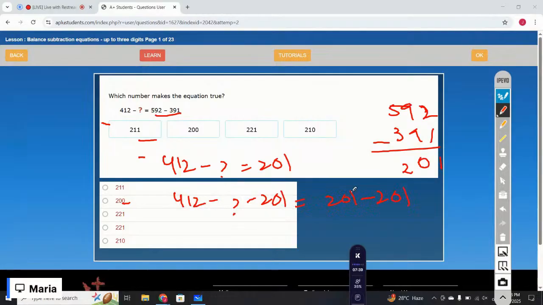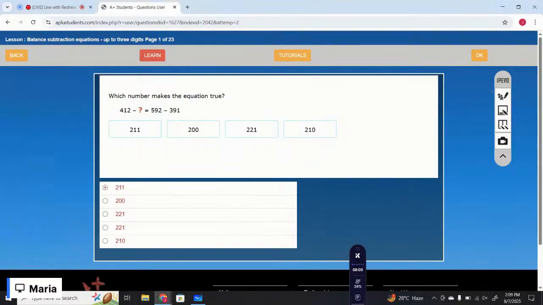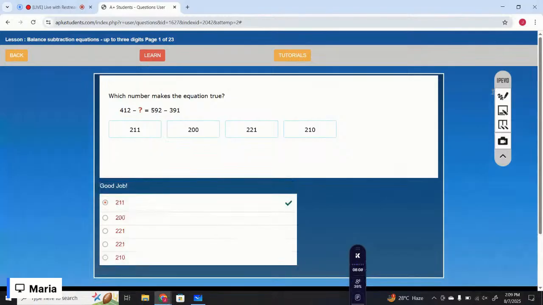Subtract 201 from both sides. So here we have 201 minus 201 makes 0. And 412 minus 201: 2 minus 1 is 1, 1 minus 0 is 1, 4 minus 2 is 2. That is 211 minus the missing number. So 211 minus 211 is 0. That means the missing number is 211. Option number 1 is the correct option. Got it? That is 211.